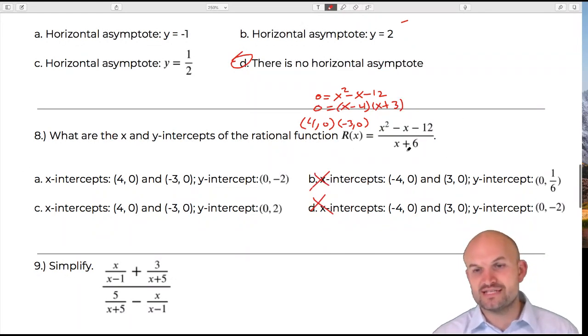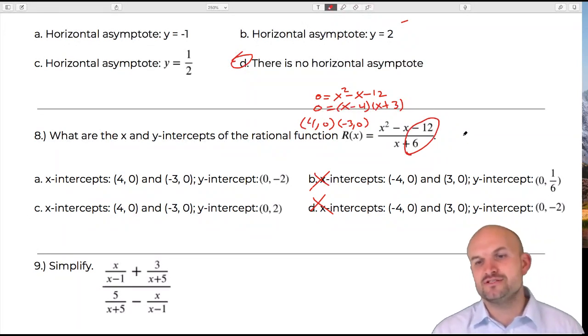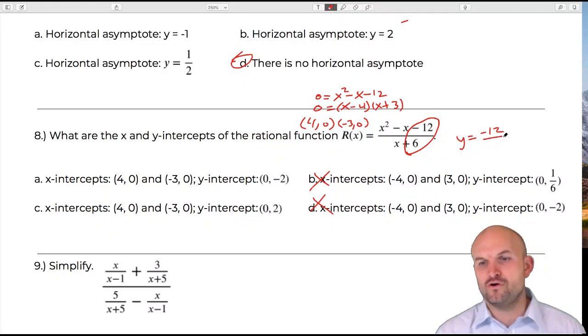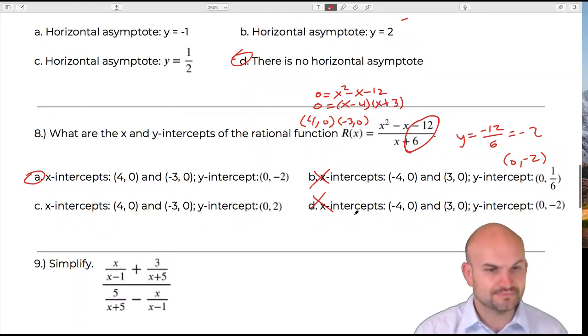And then for the y-intercept, if you remember our kind of trick here, we can just take constant over constant. So y equals negative 12 over 6, which equals negative 2. So therefore, that's going to give us 0 comma negative 2. So our answer choice is A.